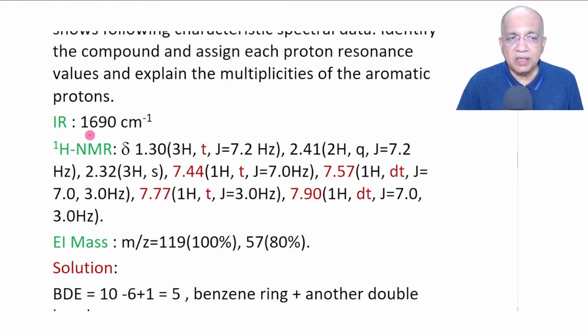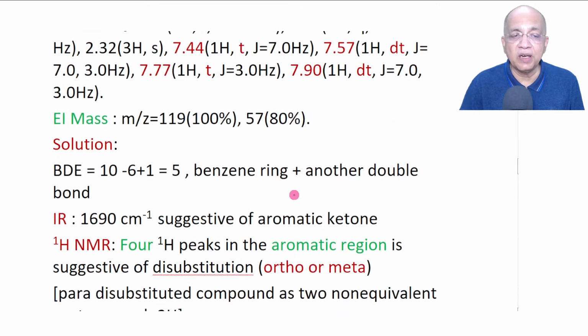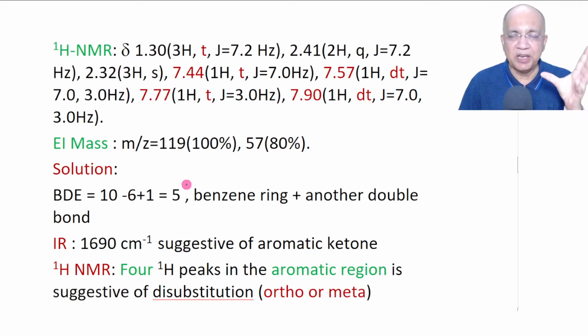Now obviously, the IR is 1690. What does it tell you? First you have to find out from the molecular formula the DBE, double bond equivalent or unsaturation, which is 5. Carbon minus hydrogen by 2 plus 1, it is 5. 5 means there is an aromatic ring, a benzene ring, that itself consumes 4, and one more double bond will be there as a substituent. So benzene ring plus another double bond will be meeting the demand of DBE 5.